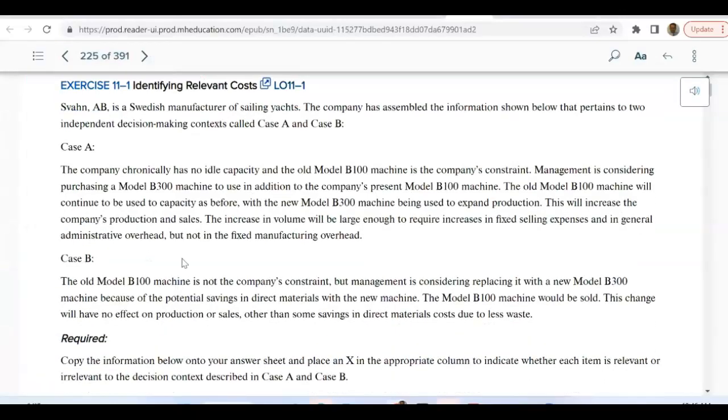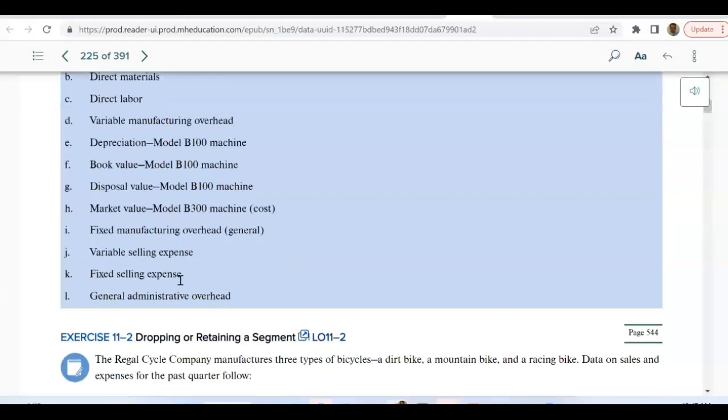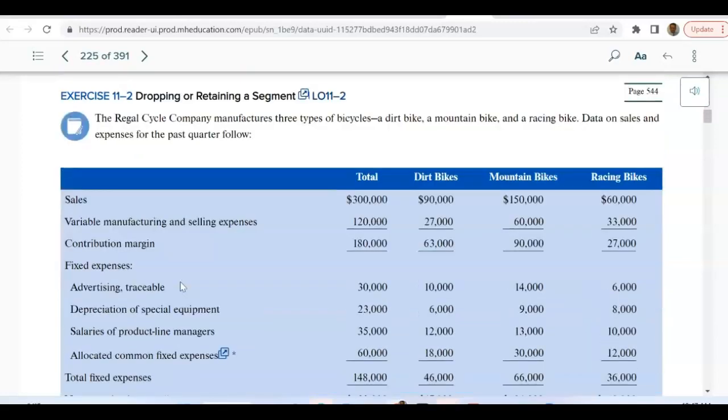Okay, so I'm gonna start from problem number 1. Should be easy for you. Let's start from number 2. So the company manufactures 3 types of bicycles: dirt bike, mountain bike, and racing bike. Data on sales and expenses for the past quarter follows, as you see.